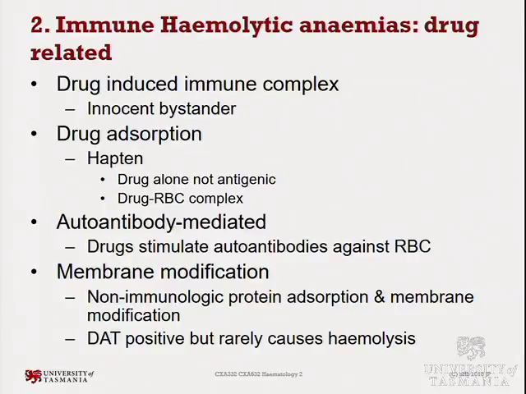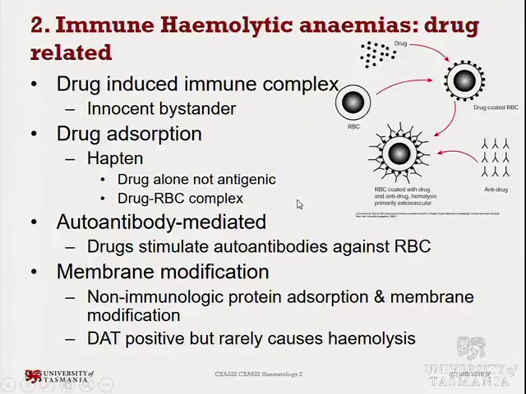So just to finish off with the immune hemolytic anemias, we've got drug-related ones as well. There are 4 main ways in which our drug-related ones work. And you can see here that the first one is what we call a drug-induced immune complex. This is what I like to call the innocent bystander mechanism.